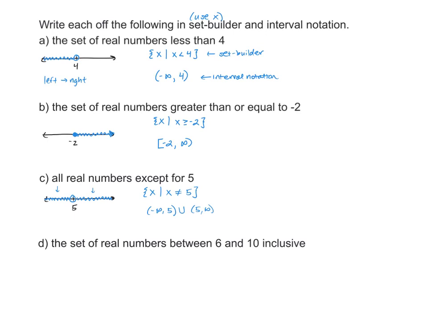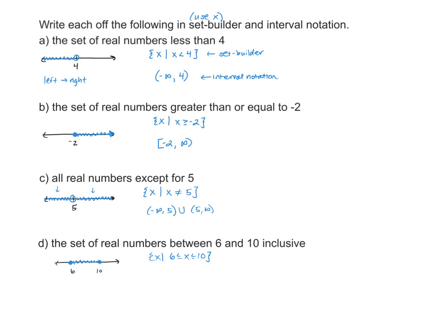Our last one here, the set of real numbers between 6 and 10, including those endpoints of 6 and 10. So thinking about a picture first, here's 6, here's 10. We're saying you can be equal to 6, we can be equal to 10, and we want everything in between those values. So for our set builder notation, we're going to use what's called a three-part inequality to show that x is sandwiched in between these endpoints. Both of the inequality symbols include the bar underneath to show that we can be equal to 6 and equal to 10, and x is everything in between.